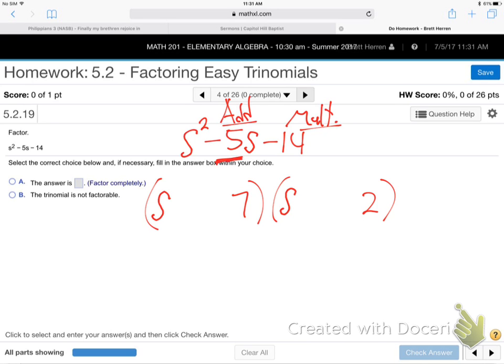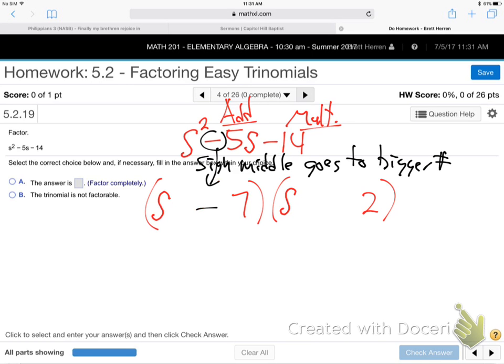Let me give you a simple rule to make it simple. The sign in the middle goes to the bigger number. So negative in the middle is going to go on the 7. And the other one will be plus. Does that make sense? The sign in the middle goes on the bigger every time. Why? Because the bigger one dominates.